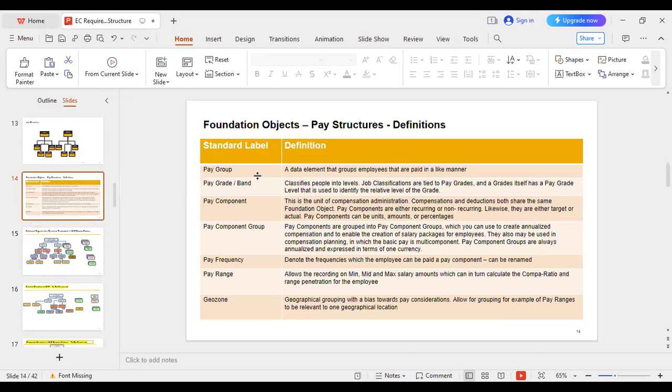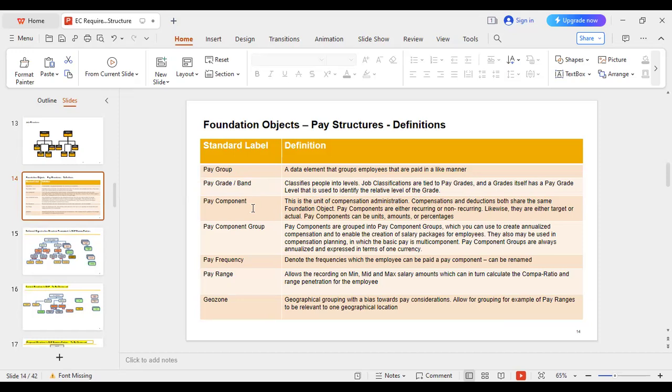Now we will talk about the pay structure. The pay group is basically in what manner we give pay to an employee, whether annually, monthly, or weekly. Pay grades is the classification by grade, meaning the person is grade one, grade two, grade three, and the person has salary on the basis of grades. Then the components: what components are we giving them, meaning recurring or non-recurring.